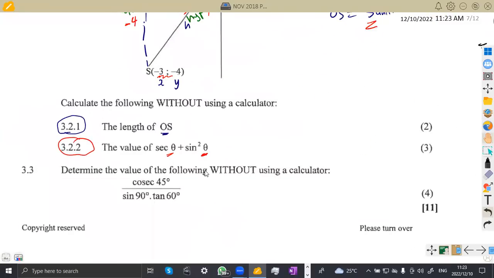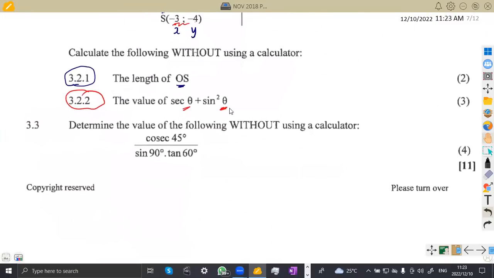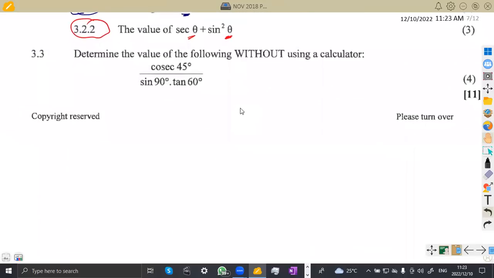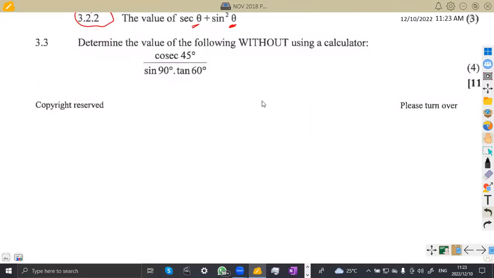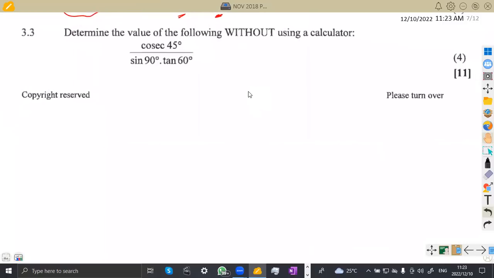All right. So on 3.3, determine the value of the following using a calculator: cosec 45 degrees over sine 90 degrees times tan 60 degrees. For this one, you simply need to understand the special angles that we have from the triangles, the angles of 60, 30, those special angles. So remember, we've got these triangles. I'm just going to present it here.